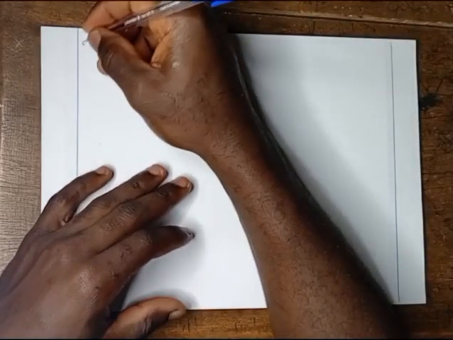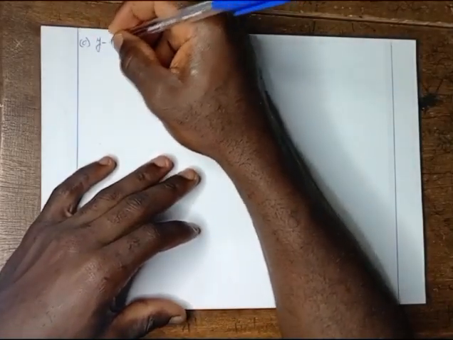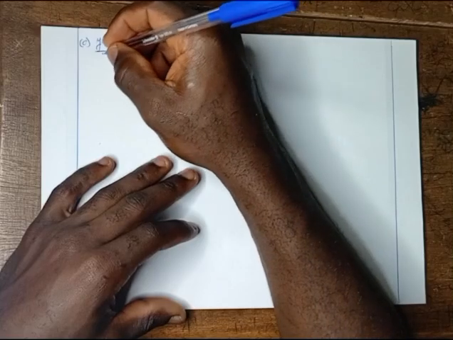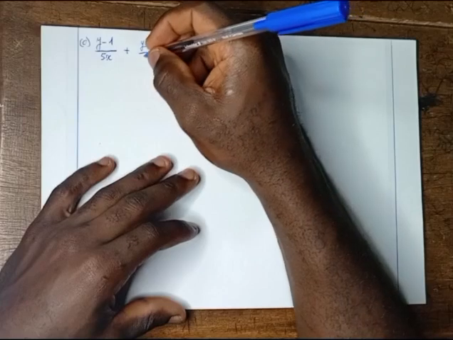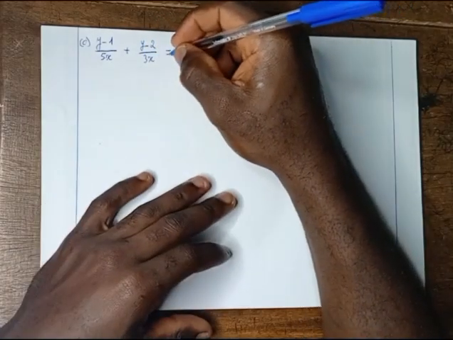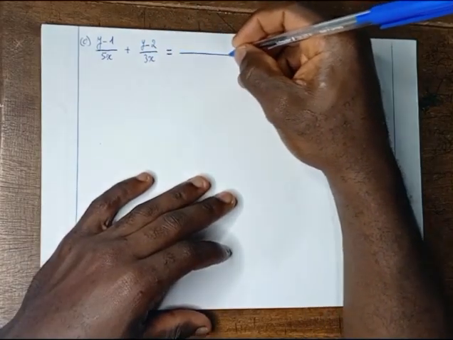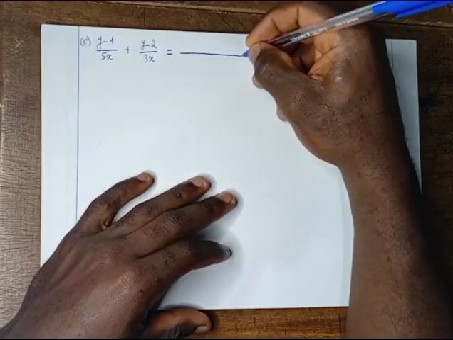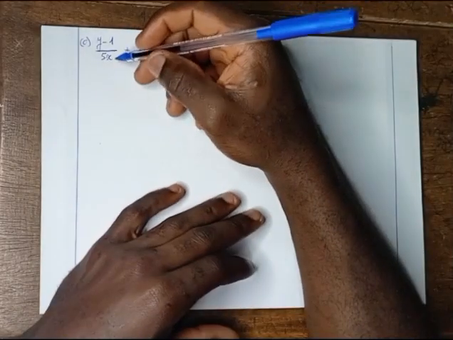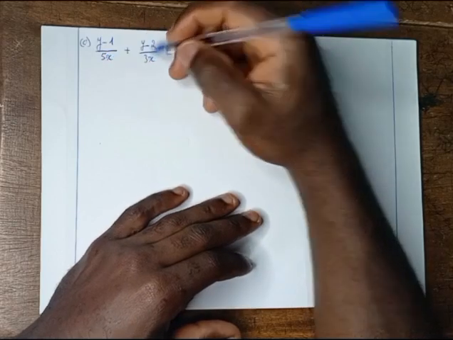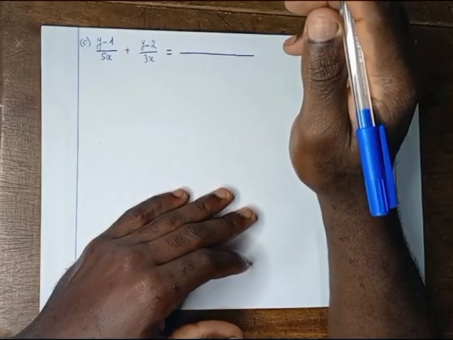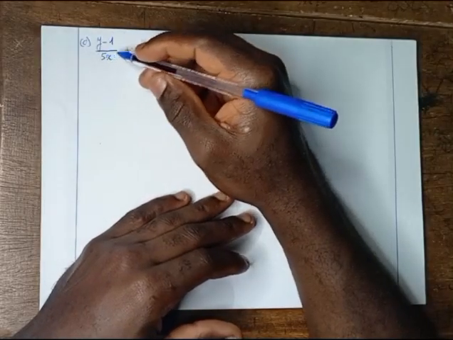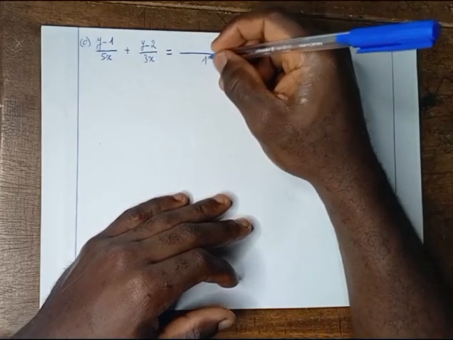Next, we go to question C. Question C, we have an algebraic fraction y minus 1 all over 5x plus y minus 2 all over 3x. We are going to handle this problem the same way we handle fractions. We are going to look for the LCM of 5x and 3x. First, you will see that x is common. We are going to keep x aside. We know the LCM of 5 and 3 is simply 15.